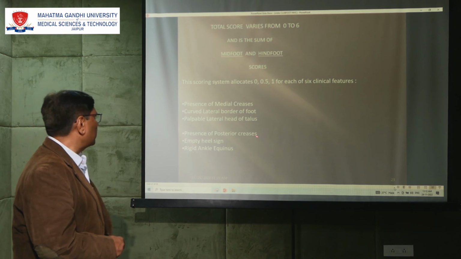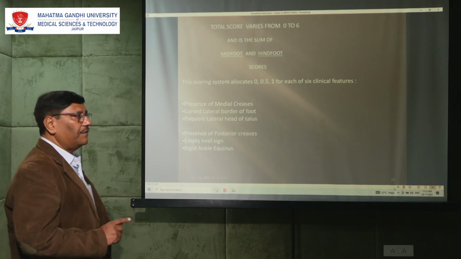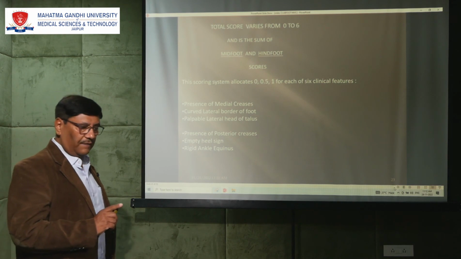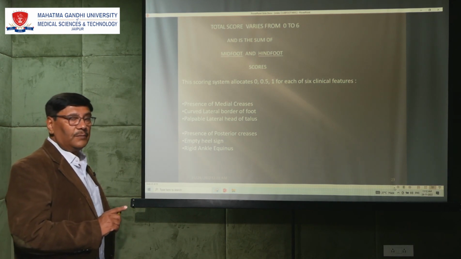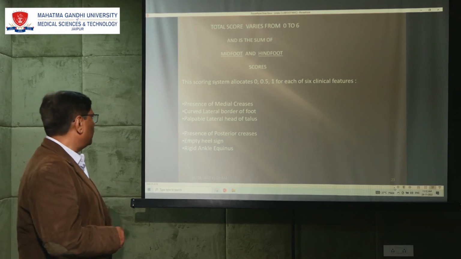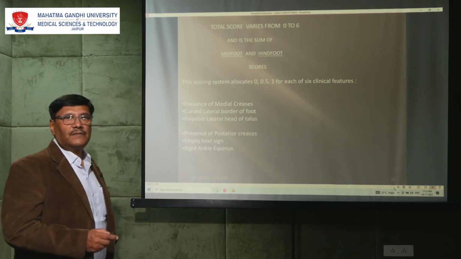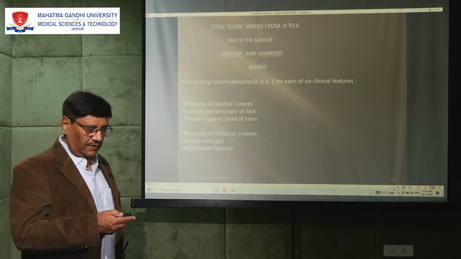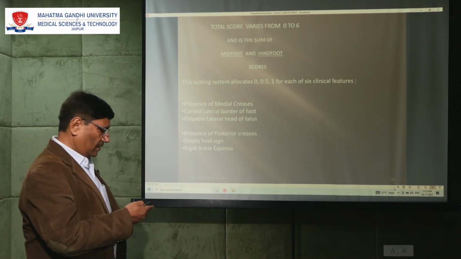Similarly, on the posterior side, there are 3 signs. Presence of posterior creases, which we see just above the heel. Empty heel: when we push in our finger on the calcaneum, on the heel, we may feel bone, or we may not feel it. If we do not feel any bone, 1. If we feel the bone, 0. And rigid ankle equinus. That is, we try to correct the equinus. If we can correct it, 0. If we cannot correct it, 1.